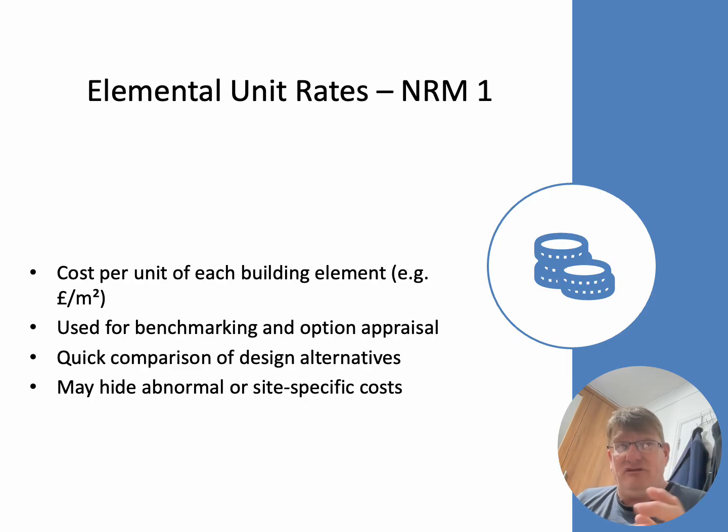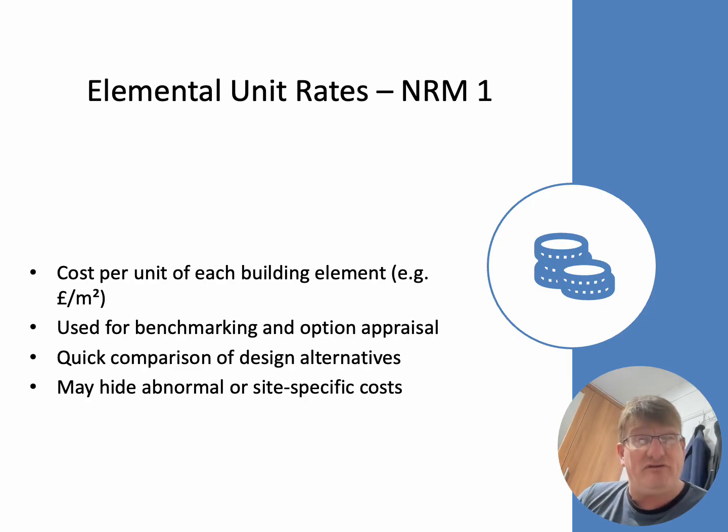By the way, those unit rates can be historical. You can go and find them in SPONS. You can go and find them in the BCIS database. And again, it will give you a cost per unit of each building element. So each unit would be based on maybe a meter squared, and that meter squared would be based maybe on the functional floor area, or it would be based on the GIFA. Okay, the gross internal floor area.